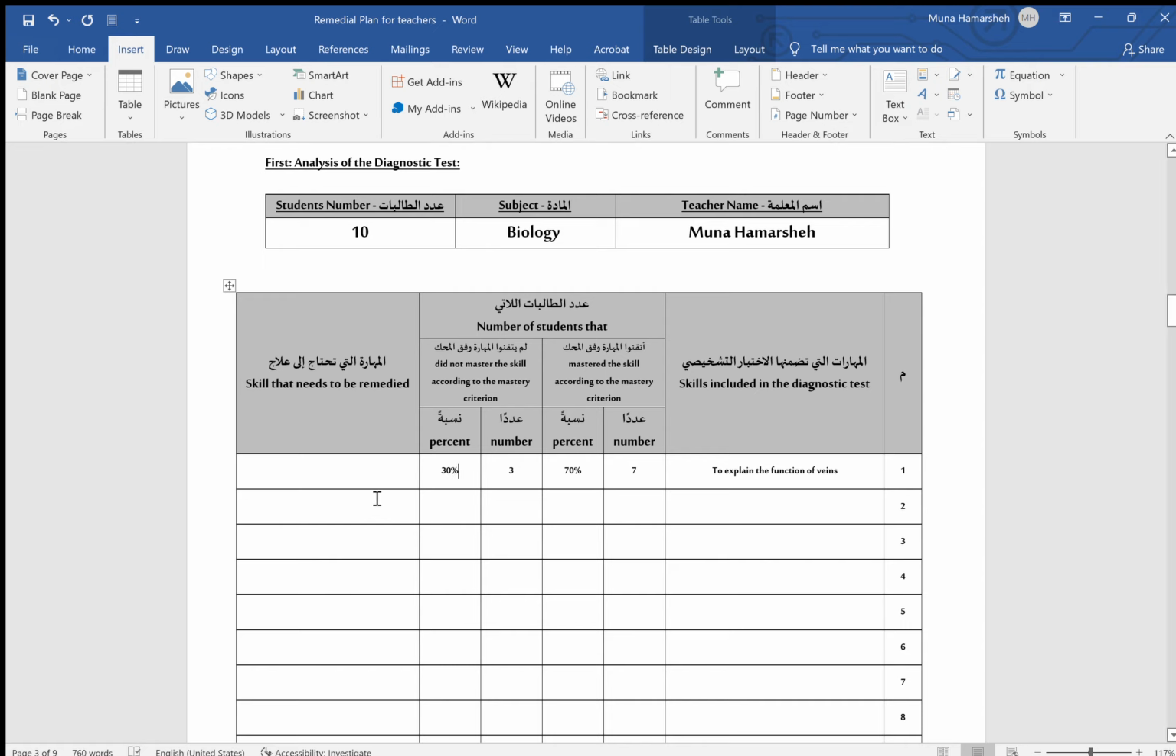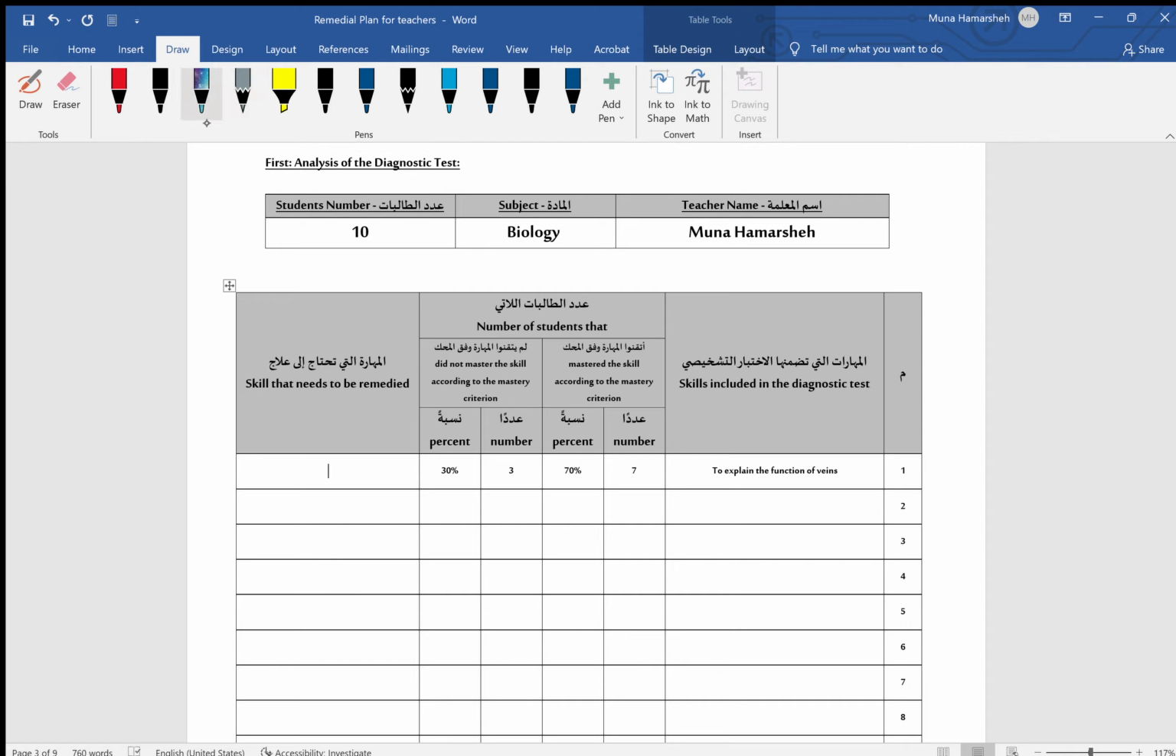So should I re-explain this skill? Yes, you should. Yes, we need to re-explain it, reteach it. Okay? Yes, we need to reteach this skill. I can put it like this, and that's it. I have to re-explain it.